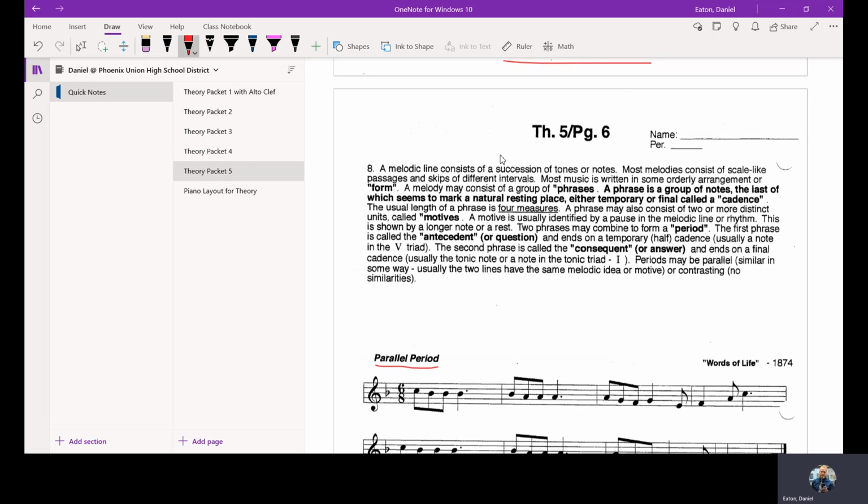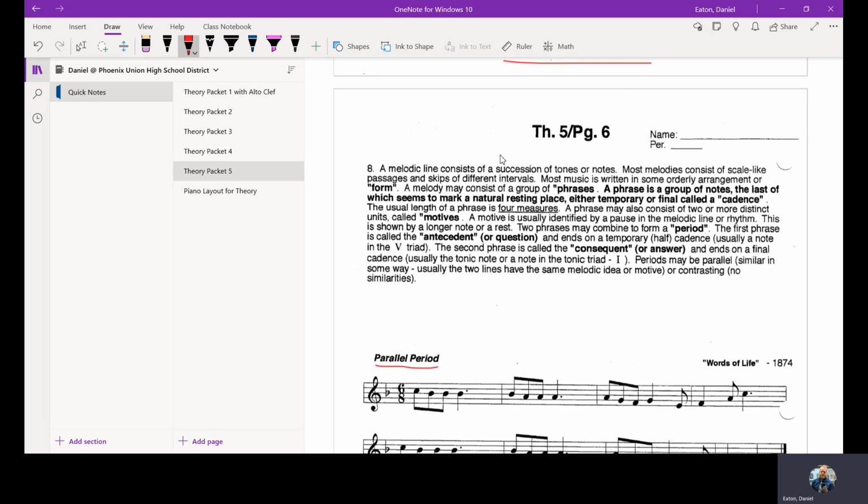A phrase may consist of 2 or more distinct units called motifs, or motives. A motive is usually identified by a pause in the melodic line or rhythm. This is shown by a longer note or rest. 2 phrases may combine to form a period. The first phrase is called the antecedent or question and ends on a temporary or half cadence, usually a note of the 5 chord, Roman numeral 5 chord. The second phrase is called the consequent or answer and ends on a final cadence. And again, that's usually the tonic note or a note of the tonic triad, Roman numeral 1.